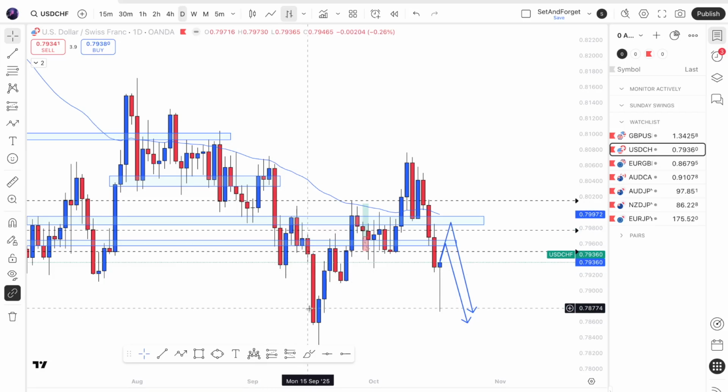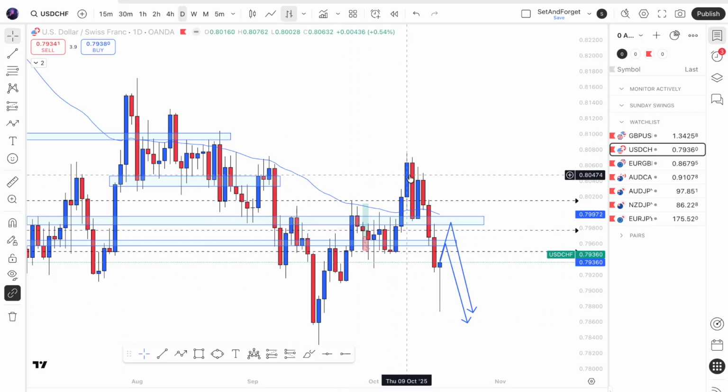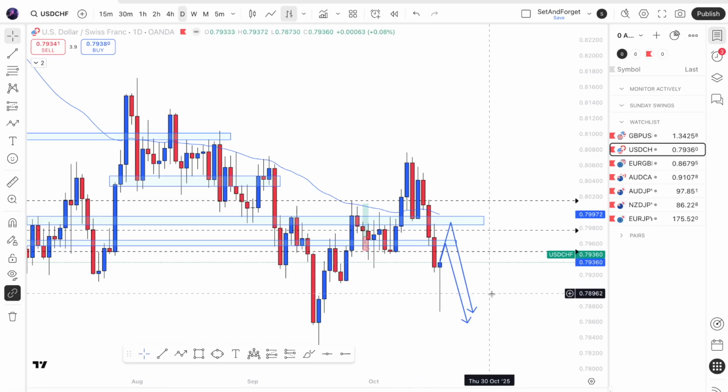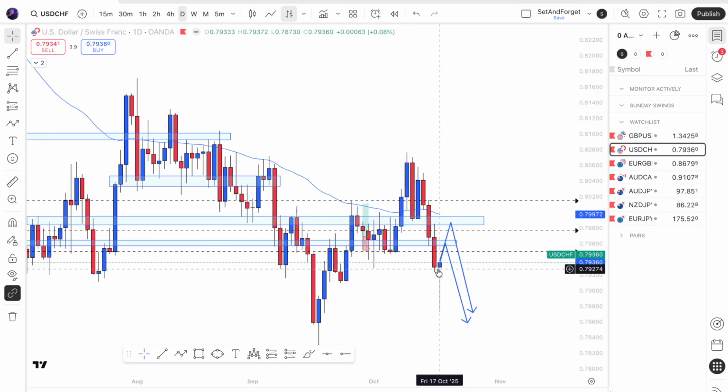We had this inverse head and shoulders, and then it came back, but it just broke down below, so now it's bearish again. And now it's looking like it could be a head and shoulders, left shoulder, head, and now it's forming the right shoulder and then the sell-off.